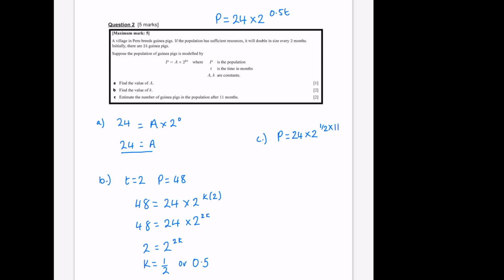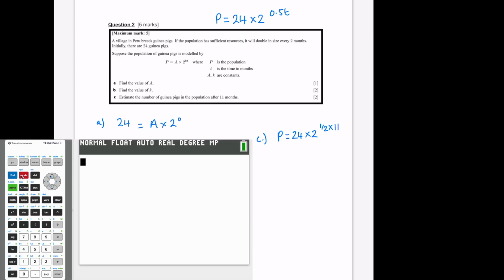So we can now just type this into our calculator. So 24 times 2 to the power of 1/2 times 11, which I could write as a fraction, 11 over 2, or you can write it as 1/2 times 11. And that gives me 1086. So my estimation is that the population will reach 1086.